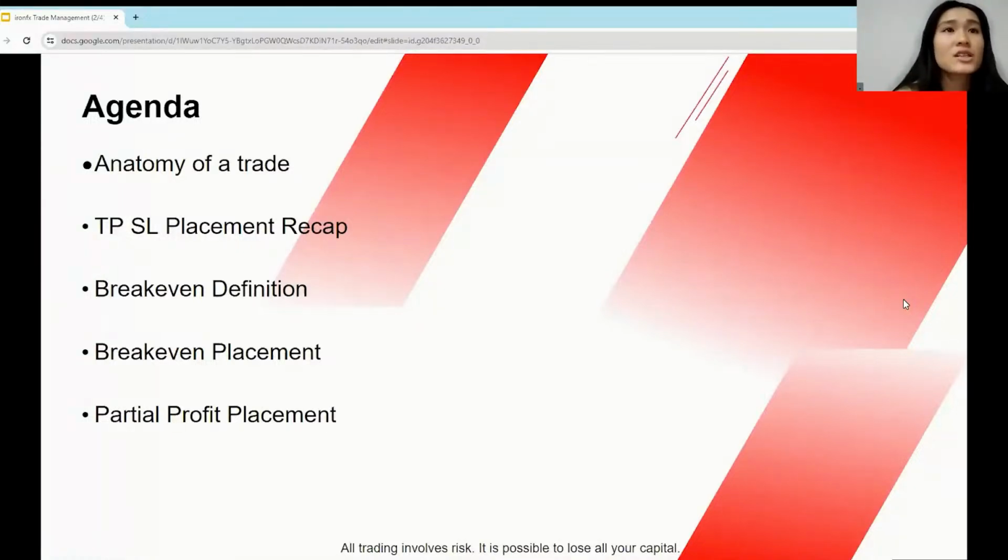So here is our agenda for today. We're just gonna look at the anatomy of a trade, followed by a recap of what we talked about last week, which was dynamic take profit as well as stop loss placement. And then we'll get into this week's content, which will be on break even as well as partial profit.